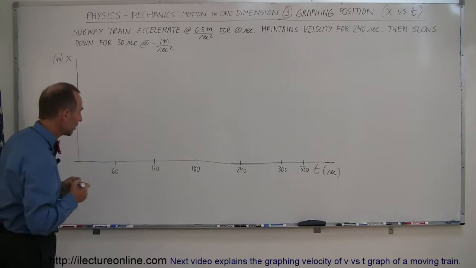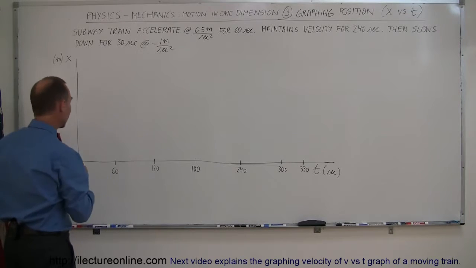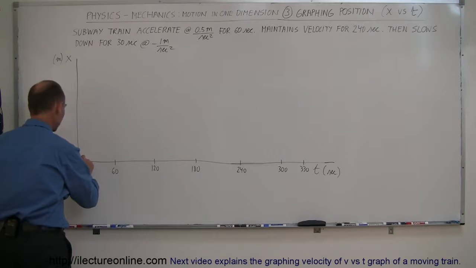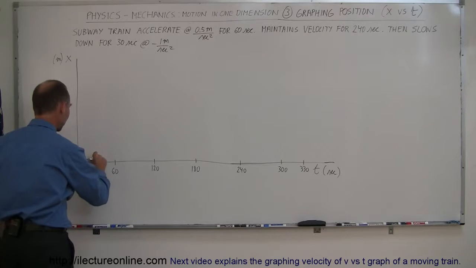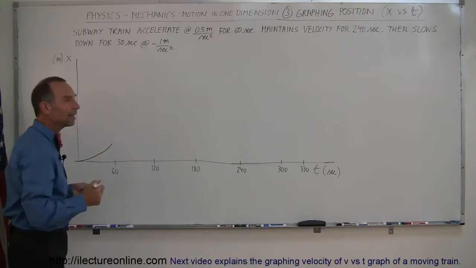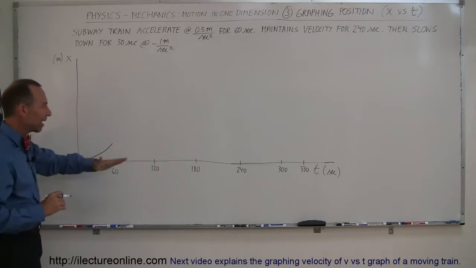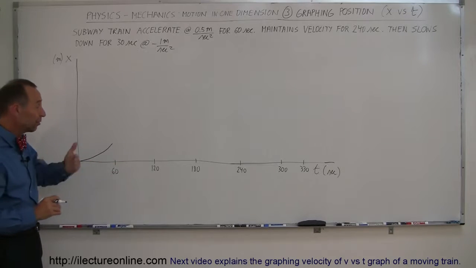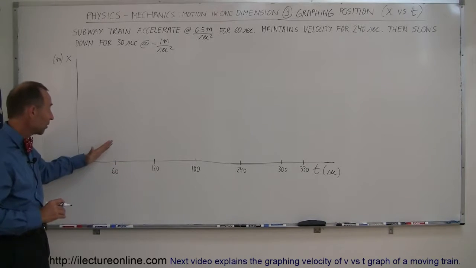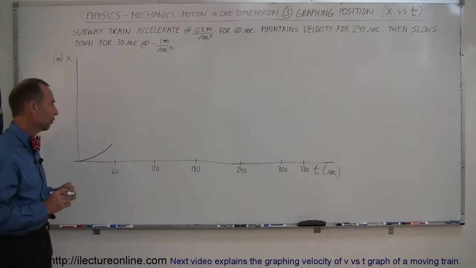All right, so first, for the first 60 seconds, it is accelerating, so the position will look parabolic. So it starts out like this, and notice that the slope of that line is increasing. Because remember, the slope of an x versus time graph should be velocity, and as it's speeding up, the velocity should be greater and greater and greater, so the slope should be greater and greater and greater. So you have this parabolic curve.